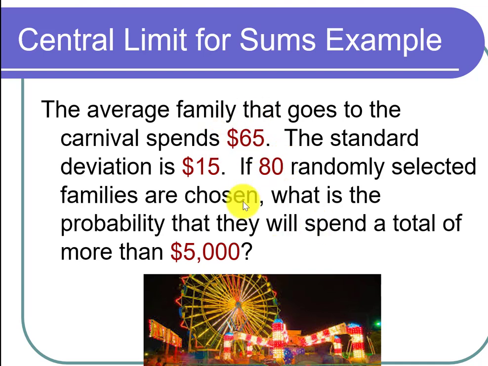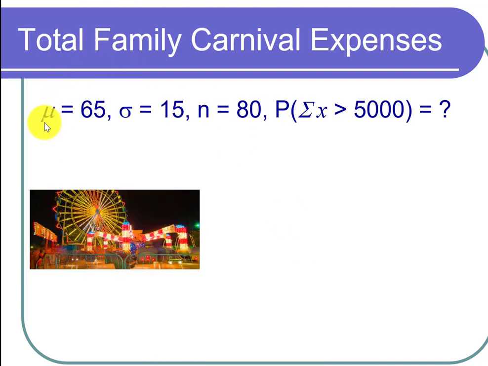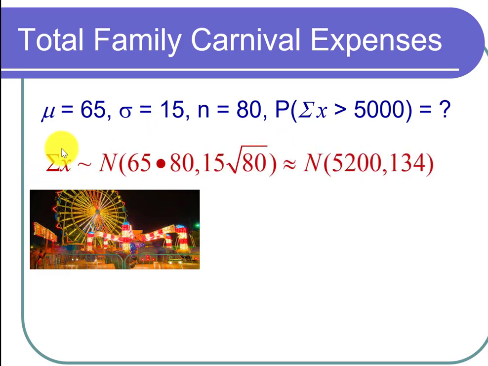So now let's take all these numbers and put them into symbols. We're given the mean was 65, the standard deviation was 15, the sample size was 80. We want the probability that the total, or the summation of x, is greater than 5,000. So we can use the central limit theorem. What that says is the summation of all x's has a normal distribution. Notice our sample size was 80, which is bigger than 30, so we don't need to make any assumptions about normality. We know that the sampling distribution is approximately normal.